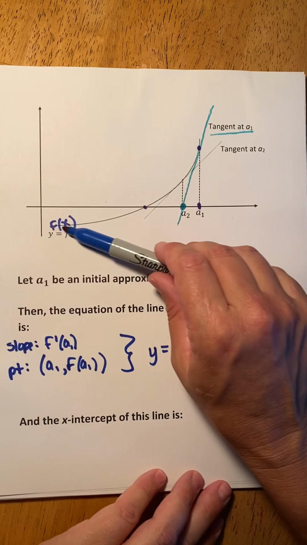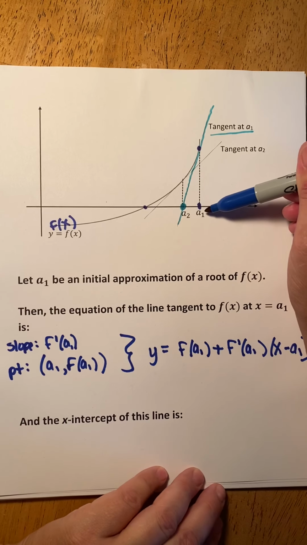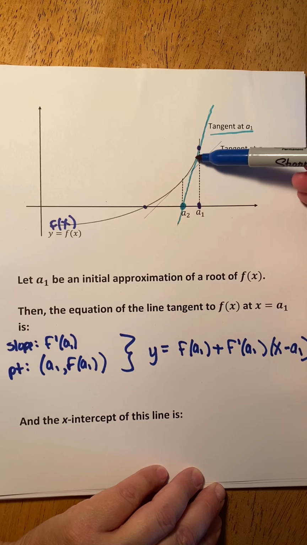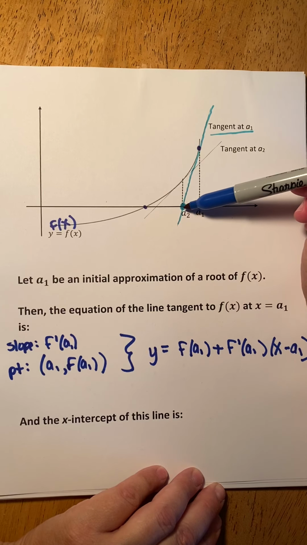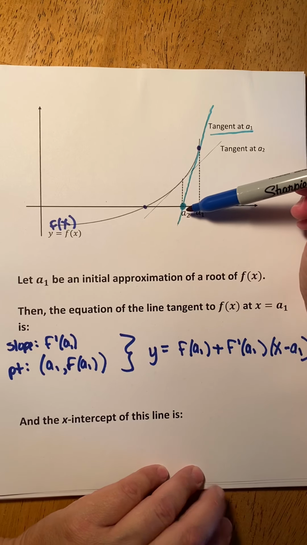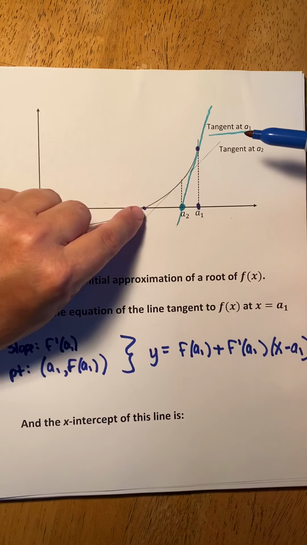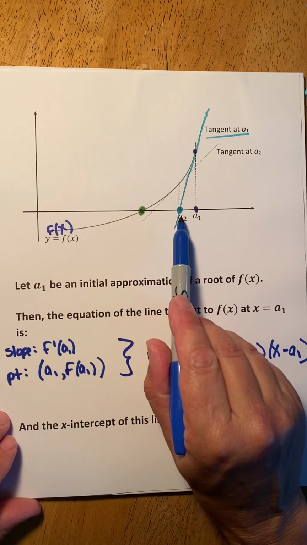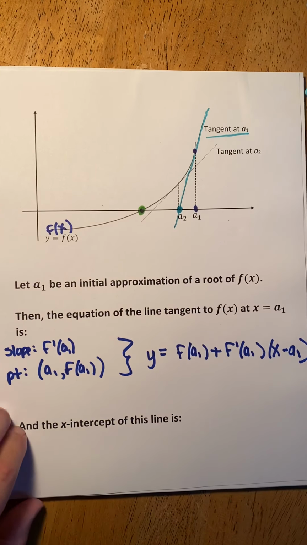So again, here's my function f of x right here. I pick an initial approximation. I estimate where I think this is going to cross the x-axis. We call that point a1. We find the equation of the line tangent to the function f at a1. And then we identify where that tangent line crosses the x-axis, and we're going to use that as our next guess at where the original function crosses the x-axis, because remember, that's our goal right here. Let's make our goal nice and bright green right there. That's our goal right there. Notice where the tangent line crosses the x-axis is closer to our point of interest than the one we started with.